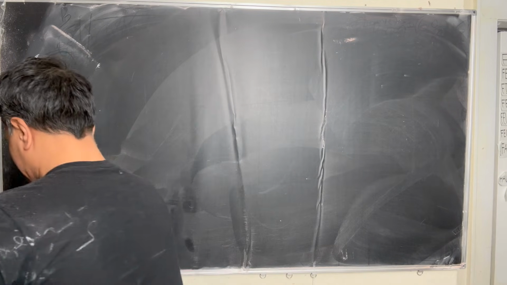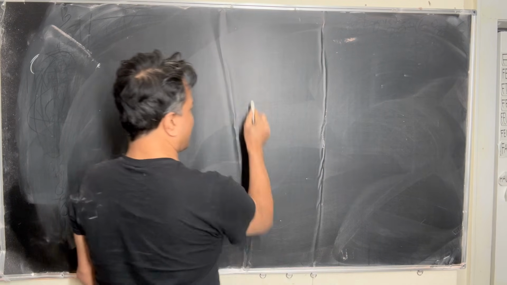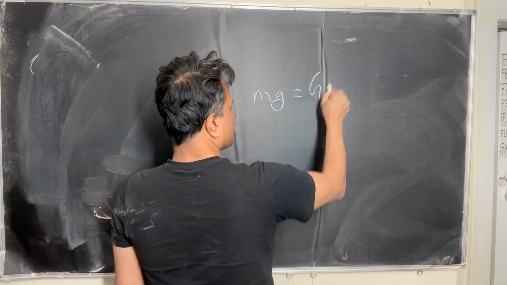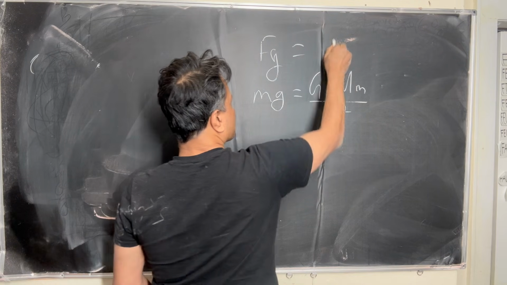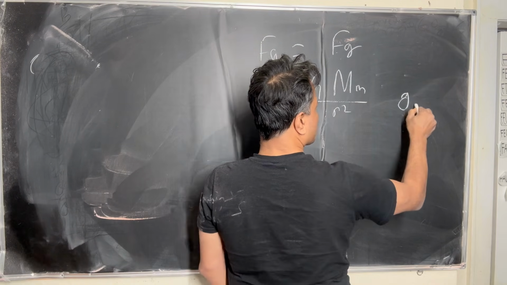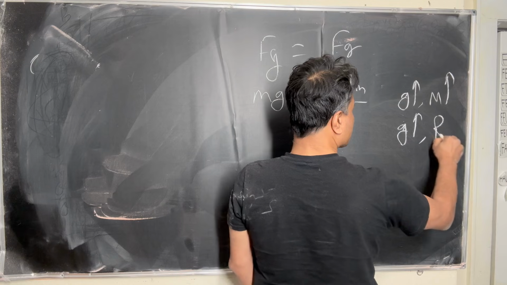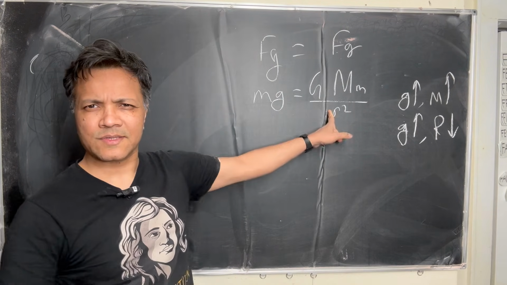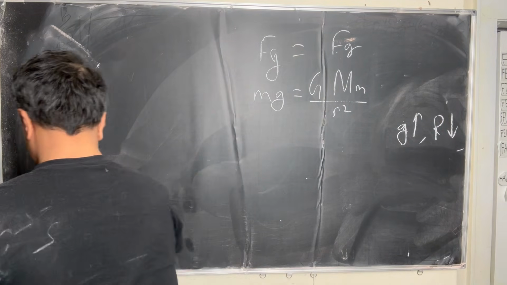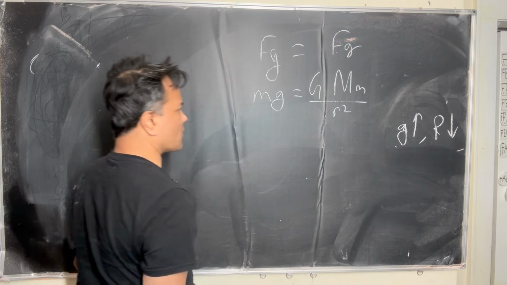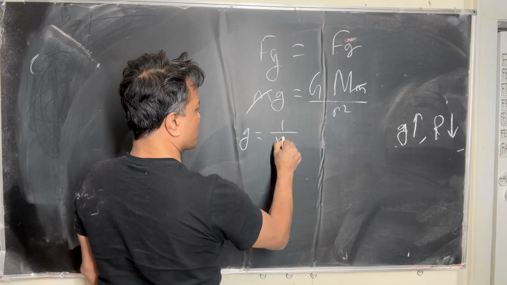Problem 5, last time you explored that. Let's say mg is equal to G big M small m over r squared. Where does this come from? Fg is equal to Fg. Now if g has to go up, m has to go up. If g has to go up, r has to go down. Why? Because this is the inverse square law. This is our hypothesis. To make the long story short, G bigger, R smaller. G is 1 over R squared.